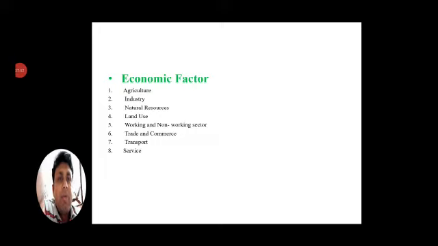On the other hand, economic factors. Agriculture is the most important economic factor. Within agriculture, we can analyze cropping pattern, agricultural intensity, cropping diversity. Many items we can analyze through agriculture. Industry is another economic factor. Natural resources: we can identify the natural resource zones of the world or India. Land use map is another economic factor. Working and non-working sectors, trade and commerce, transport, service. These are all economic components, economic factors.